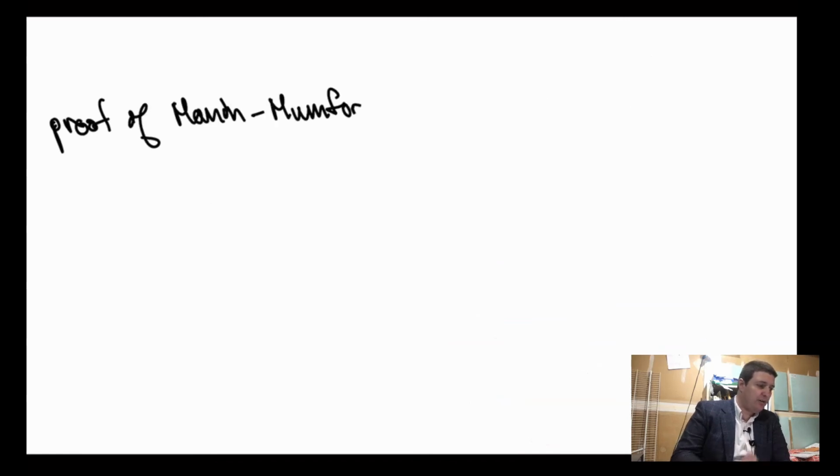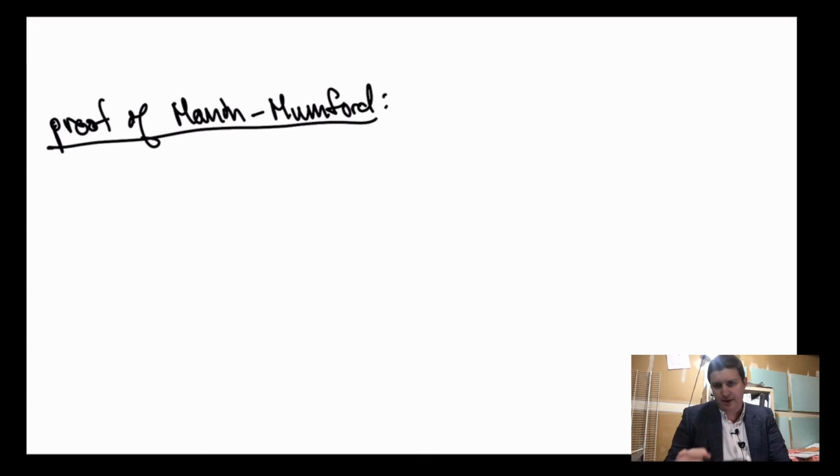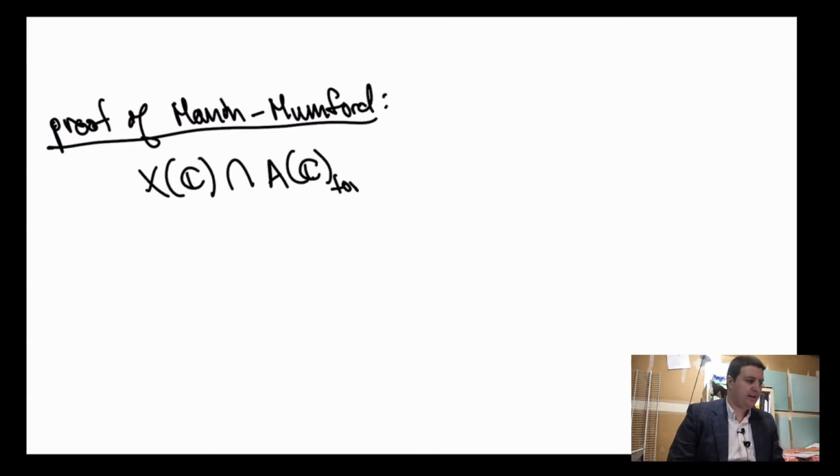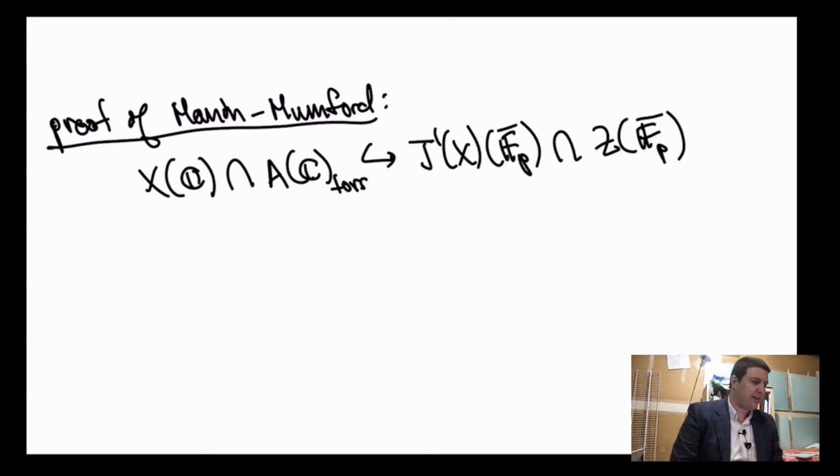All right, so now we have the ingredients that we want. We have this proper piece, we have the affine piece, and because you have affine and proper, then you get finite.